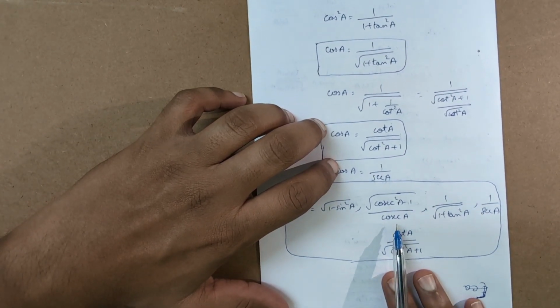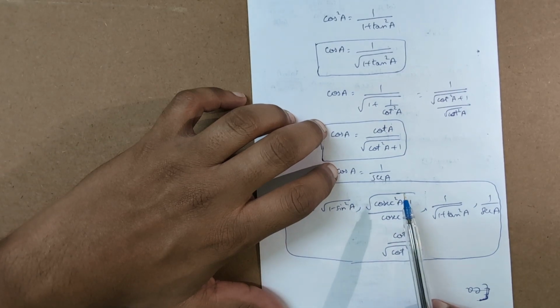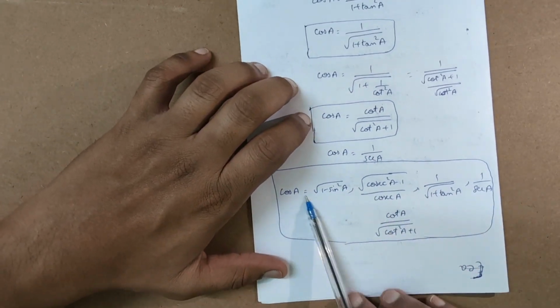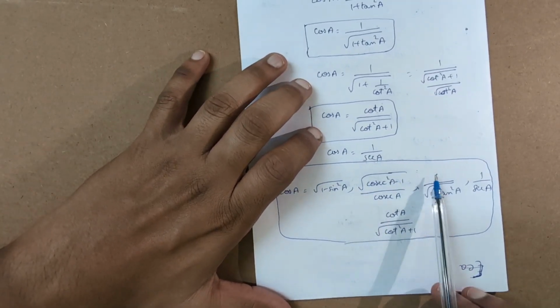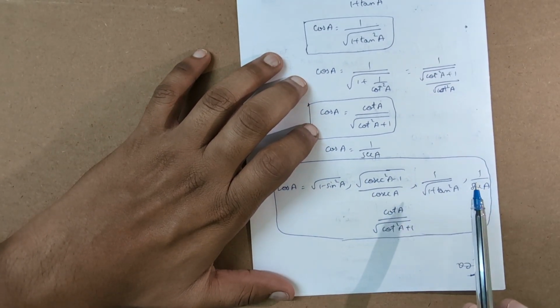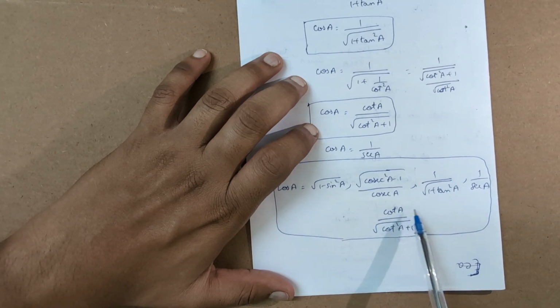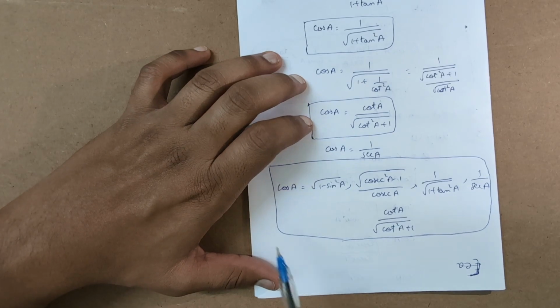For secant, we already know directly that cos A is equal to inverse of secant, that is 1 by secant A. So all 5 are done. So cos A equal to root of 1 minus sin square A, root of cosecant square A minus 1 by cosecant A, 1 by root of 1 plus tan square A, 1 by secant A, and the last one is cot A by root of cot square A plus 1.